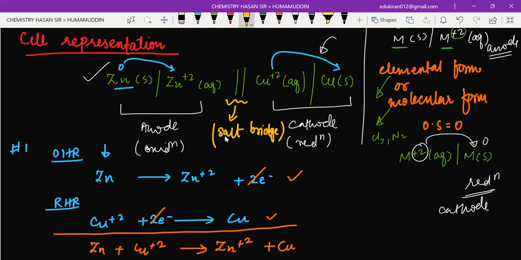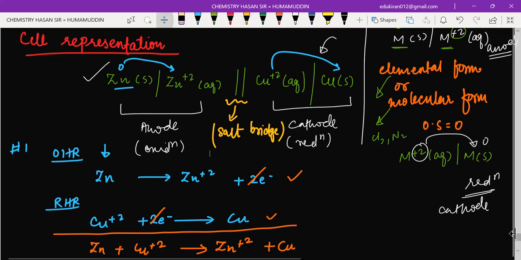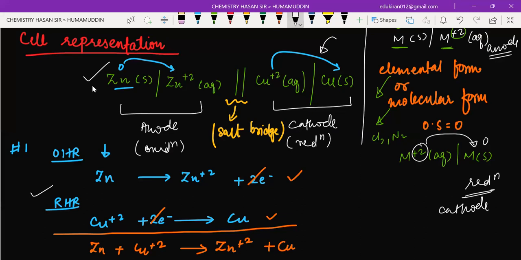Are you done with this? Done, sir. Austin, you are also done? Yes. So you need to understand how we are going to write a reaction from this representation, and you can easily write a representation from a reaction.